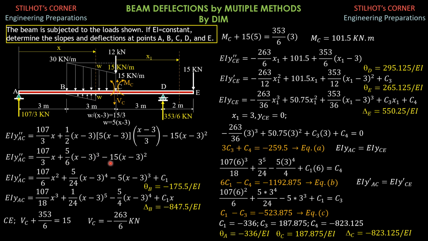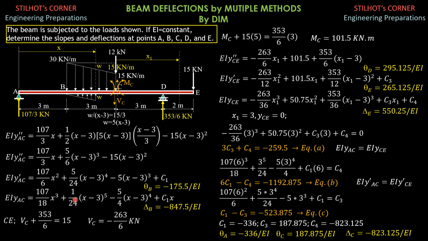Then the moment arm is (x minus 3) divided by 3. Then minus the moment of this uniform load, which is 30 times quantity (x minus 3), and the moment arm (x minus 3) over 2. So 30 over 2 is 15. So minus 15 (x minus 3) squared. Simplifying, we have EI y double prime is 107 over 3 x plus 5 over 6 quantity (x minus 3) cubed minus 15 times (x minus 3) squared.